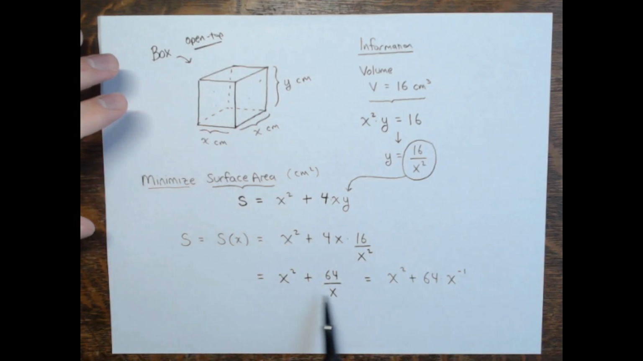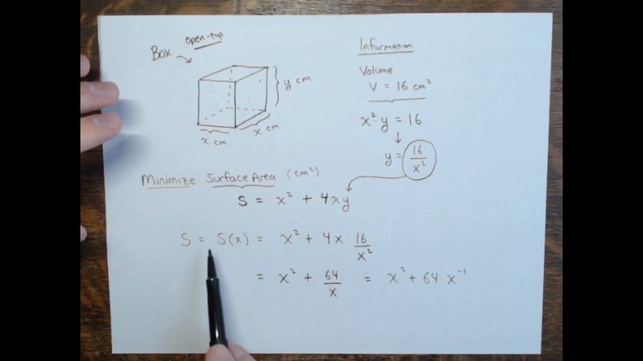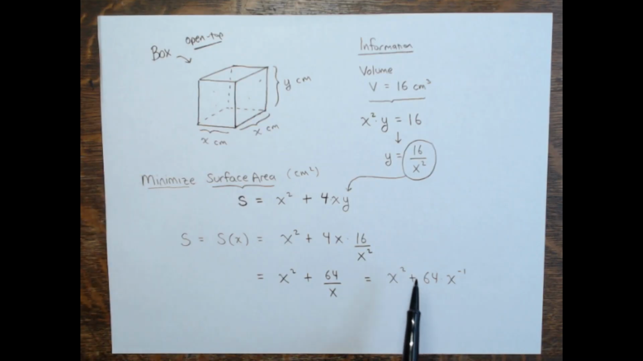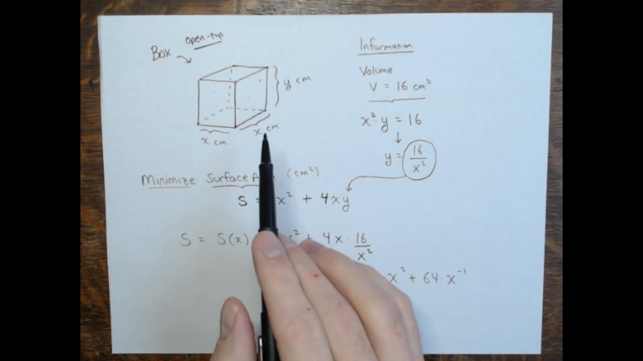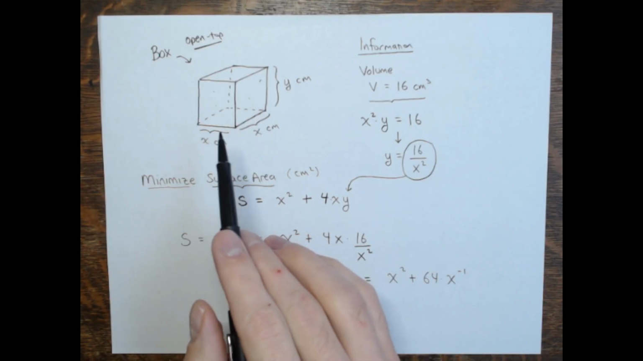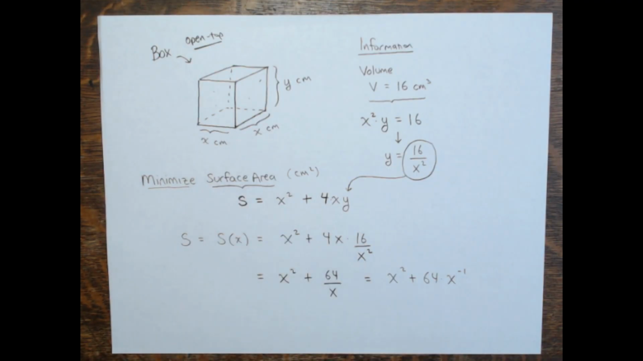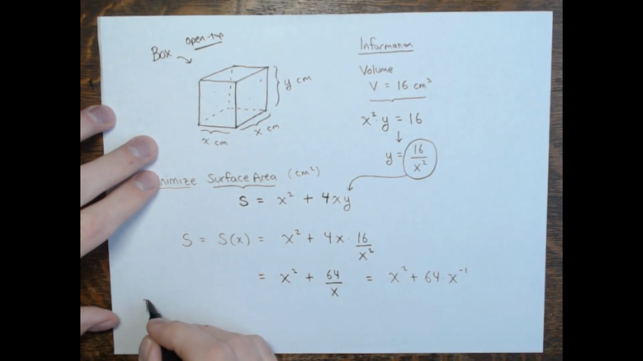All right, so now that I've written my function of one variable here, this tells me how to calculate the surface area of this box when I just know the side lengths on the bottom here, these x values. Now the domain.